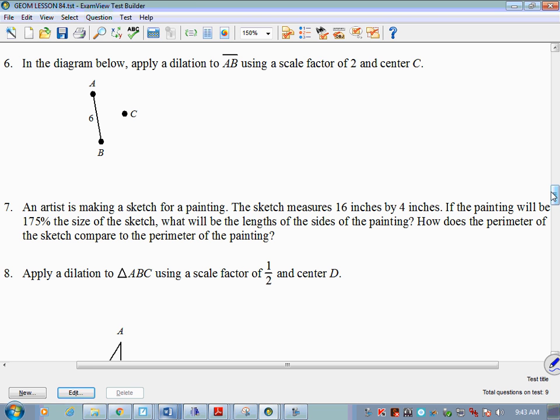If C is my center of dilation, I want a scale factor of 2. That means I'm going to go double the distance, which means that length is going to be 12, because this and this are the same, this and this are the same. It's going to double that length, which is going to make AB a mid-segment to that triangle.